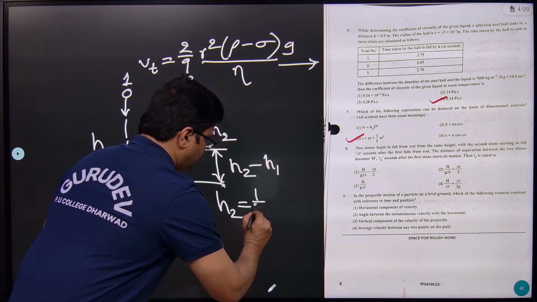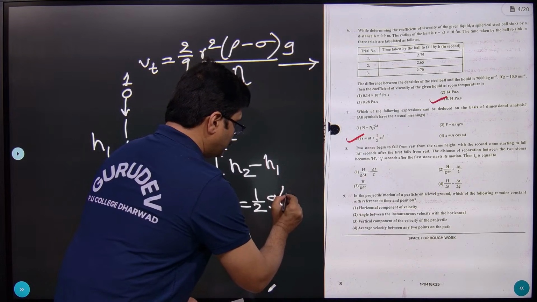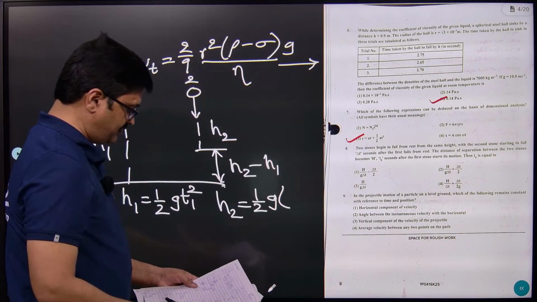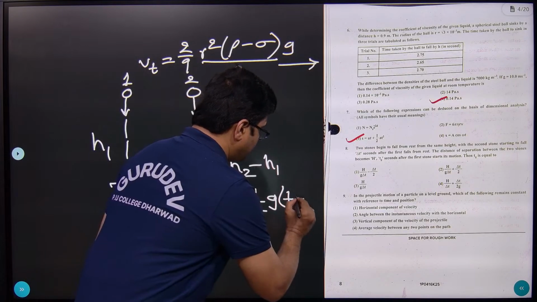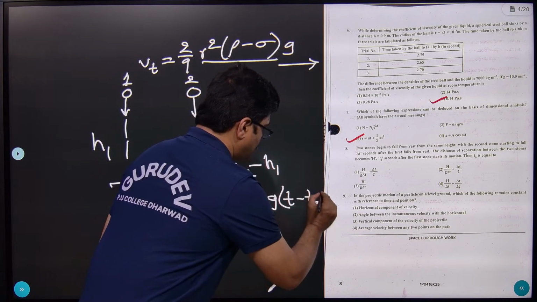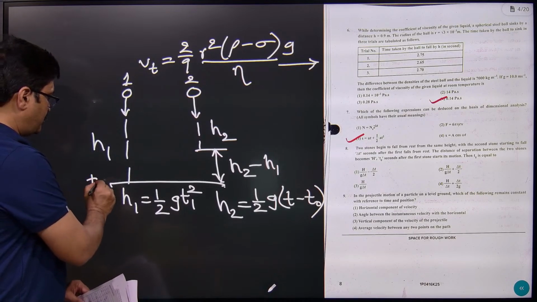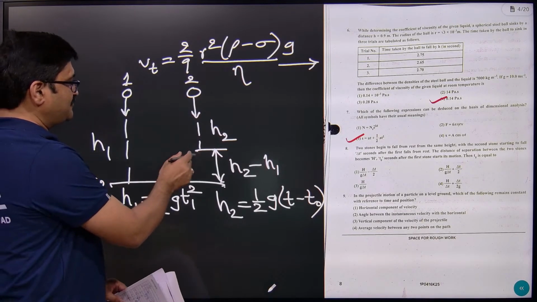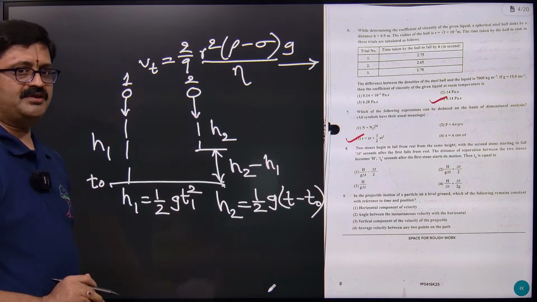Half g into t2 square. Now t2, I will be writing it as t minus t naught, because suppose the total time taken is t naught here, of which t time has been consumed here, so it should be t minus t naught. So you just follow this approach.